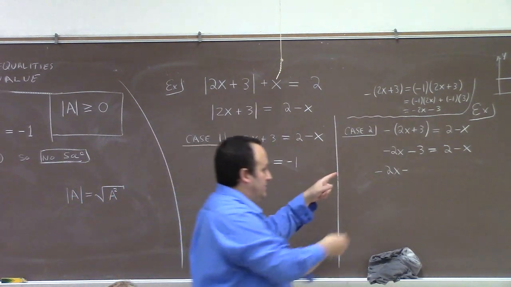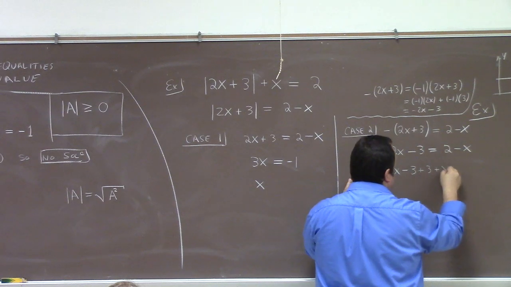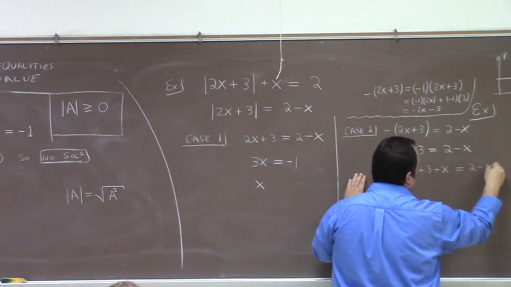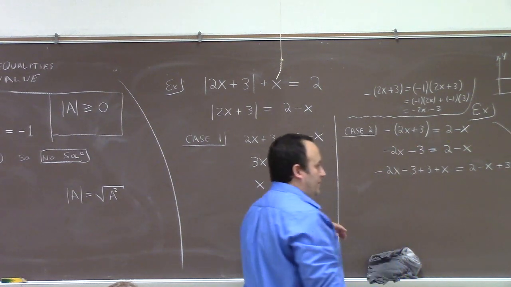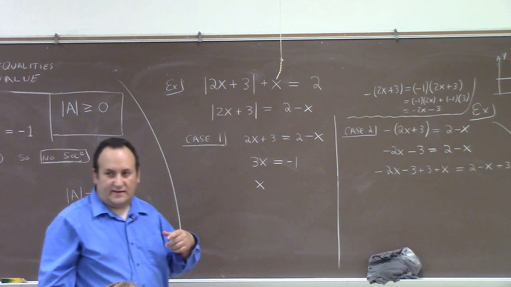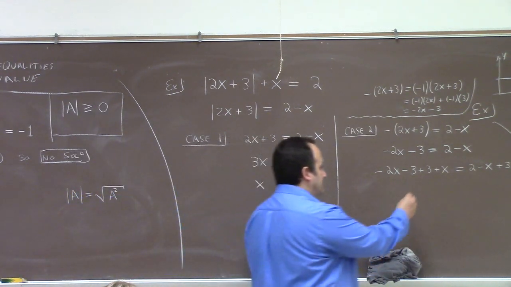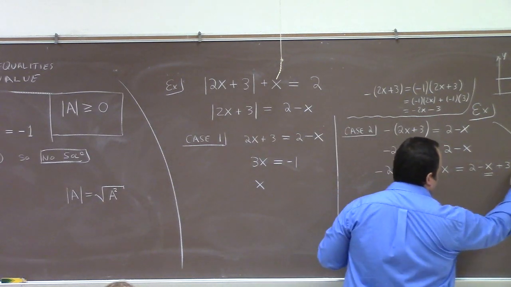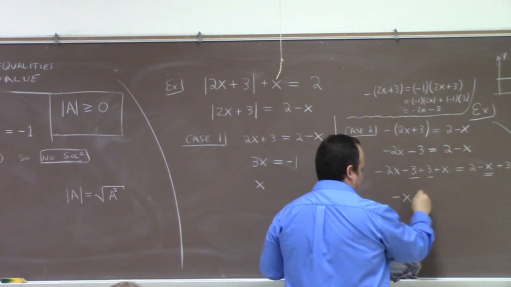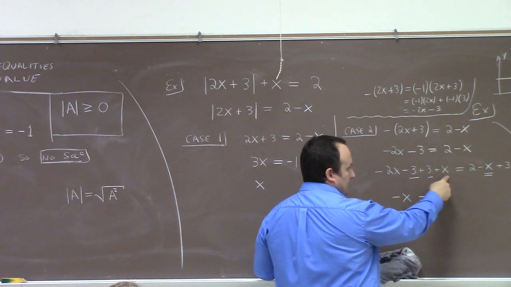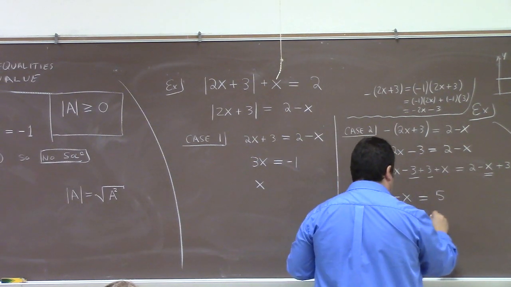So what I did here was I added 3 and I added x to both sides. When I do that, the 3's cancel on the left-hand side and the x's cancel on the right-hand side, right? That leaves us with minus x, collecting this and that together, equals what? 5. Yeah, 5. So x equals negative 5.